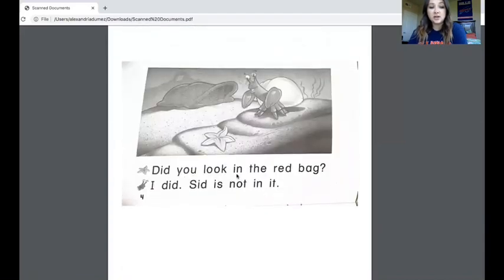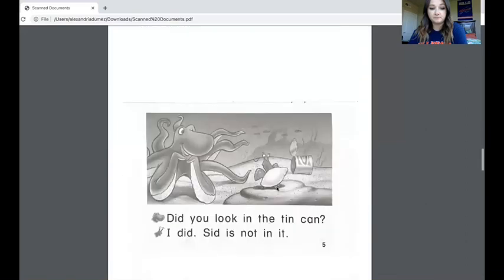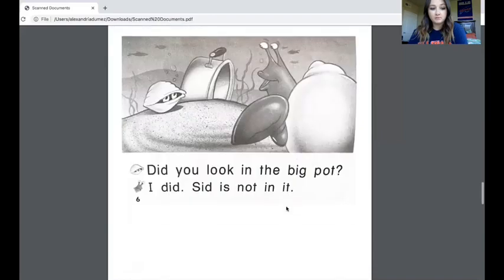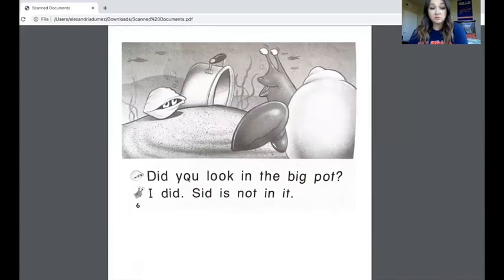Did you look in the red bag? I did. Sid is not in it. Did you look in the tin can? I did. Sid is not in it. Did you look in the big pot? I did. Sid is not in it.